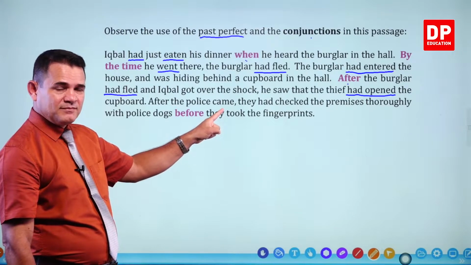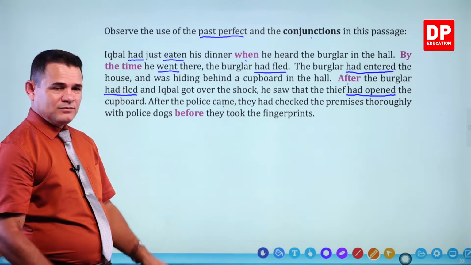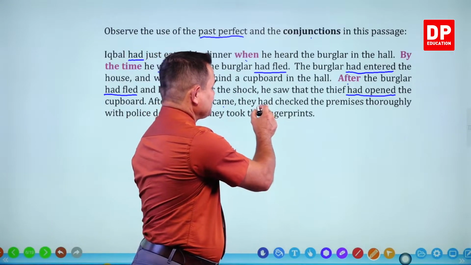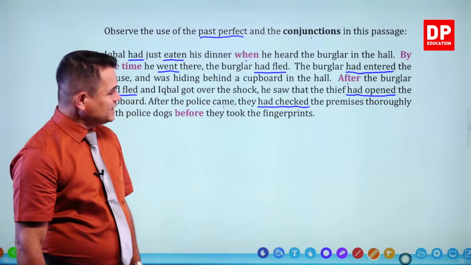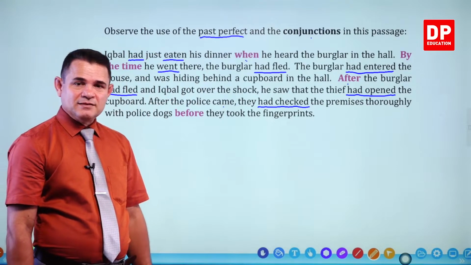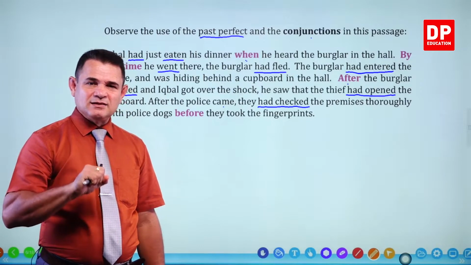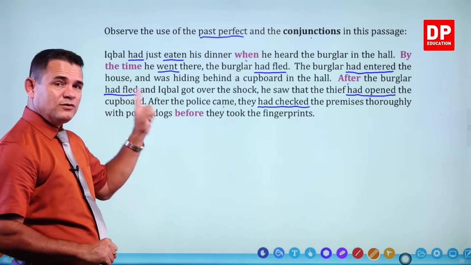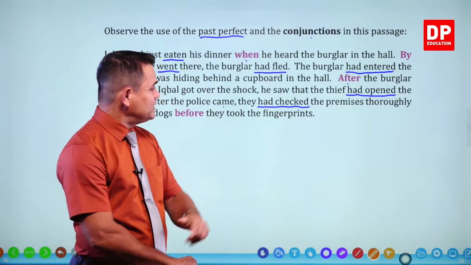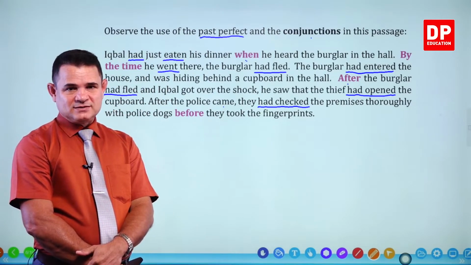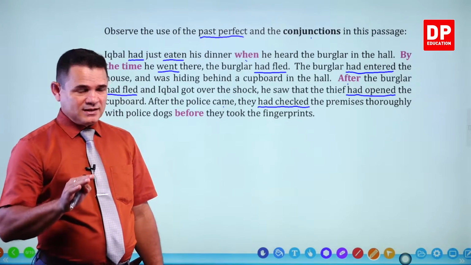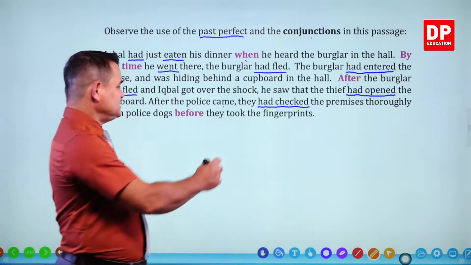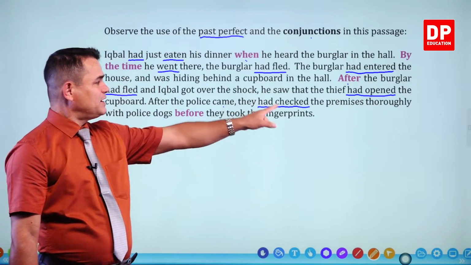After the police came, simple past tense, came. Police out passe, they had checked. Check karla tibuna, once again past perfect. Checked the premises thoroughly. The premises kyani pradhya sthane thoroughly tadin mohundata check karla kyan. Tiyana thoroughly with police dogs. Before kiyanne pera monawada perada they took the fingerprints fingerprints angili salakunu ganna pera they had check karala thibuna. You see, simple past is here. This is simple past, took, past perfect.